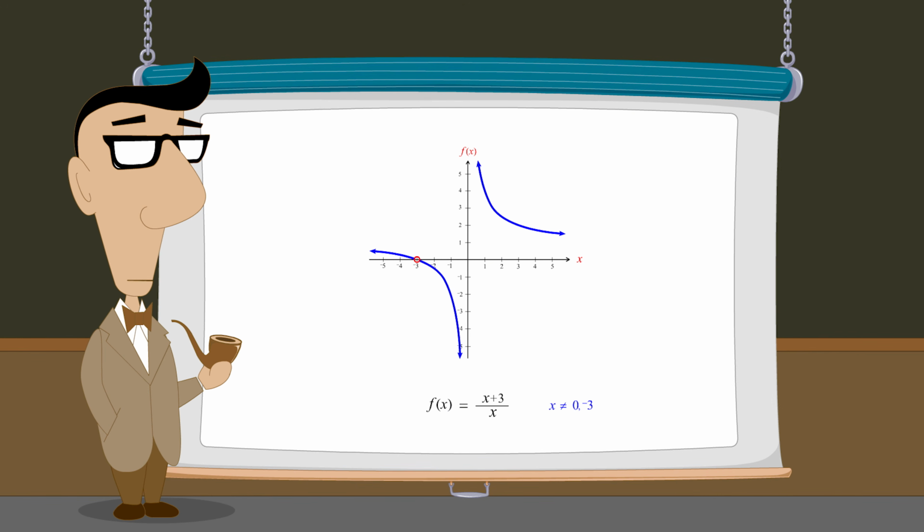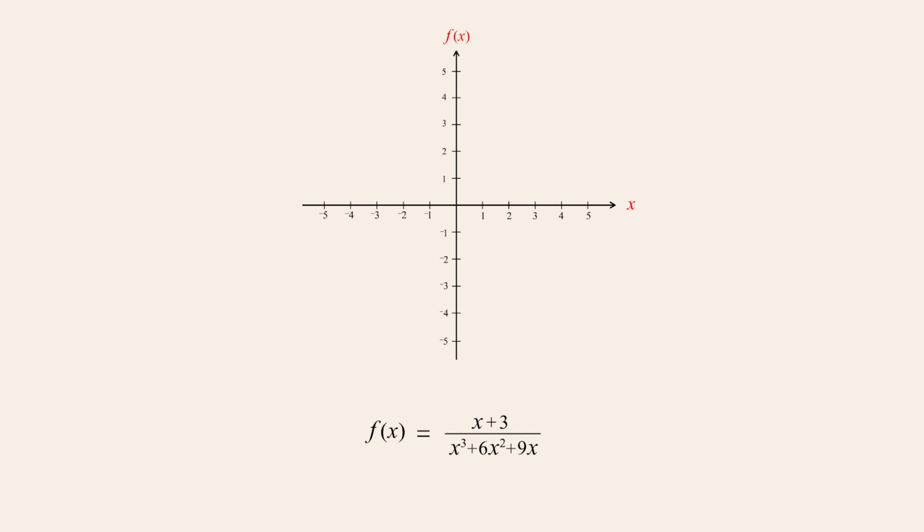Now let's look at one last example with the rational function x plus 3 over x cubed plus 6x squared plus 9x. Since this function's numerator is already in its simplest form, we only need to factor the denominator. We first factor out the common factor x from each of the 3 terms. The remaining quadratic expression x squared plus 6x plus 9 can then be written as the product of 2 linear factors, x plus 3 and x plus 3.